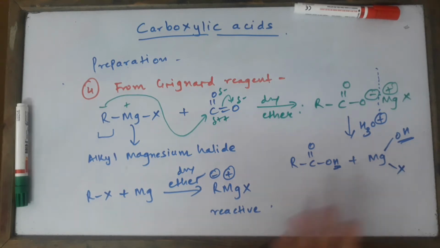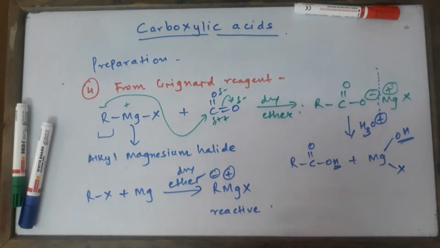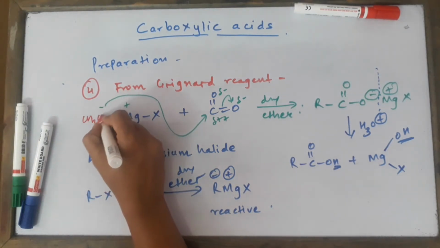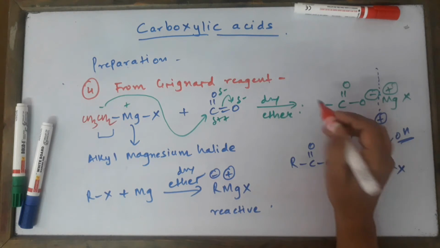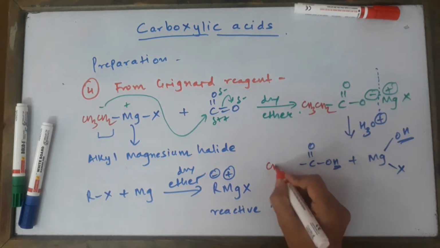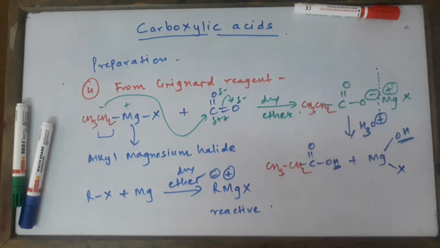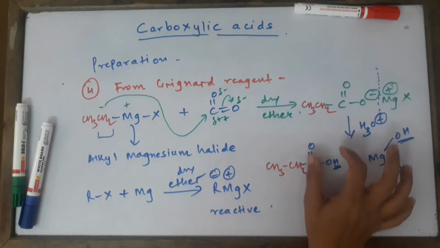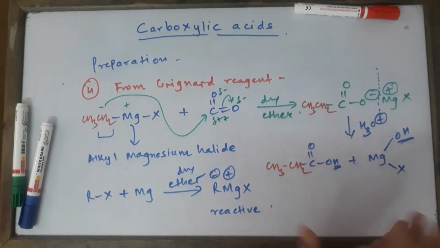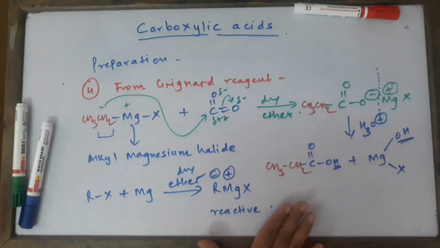I can prepare whatever I want. I can prepare anything. Look at this. So I'm just going to change my R. So children, look at this. It's a very simple answer that if I am asked a question in the exam to prepare propanoic acid from Grignard reagent, I'm sure that CO2 is going to be coming from right side and this red part is coming from the Grignard reagent. So that was the method.